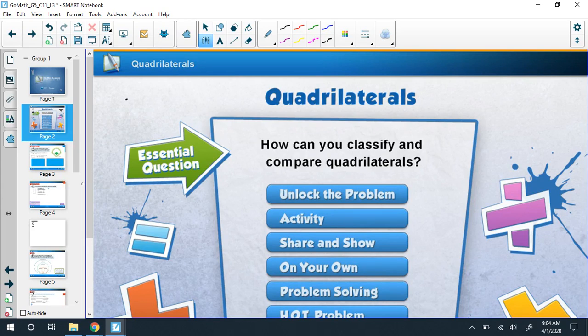Today we are going to be talking more about geometry and polygons, and we're going to be focusing on quadrilaterals. Today we're going to be classifying and comparing different kinds of quadrilaterals. Hopefully remember that quadrilateral starts with quad, which means that it is a four-sided polygon.